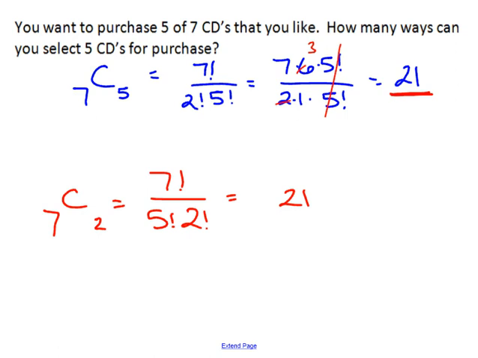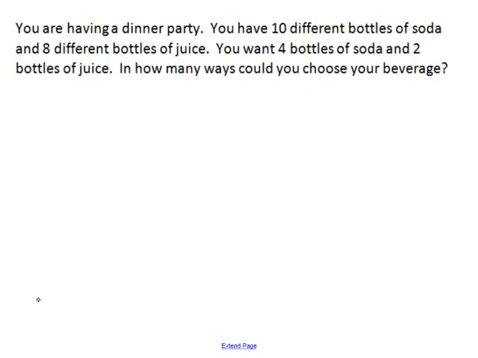You see, 7C5 comes out to be the same amount as 7C2 because when you choose five albums to keep, you're, in a way, choosing two to put back. Or the other way around, when you're choosing two items to put back, you're also thinking about ways that you could keep five albums. So those are directly connected. It's not a coincidence that those come out to be the same.